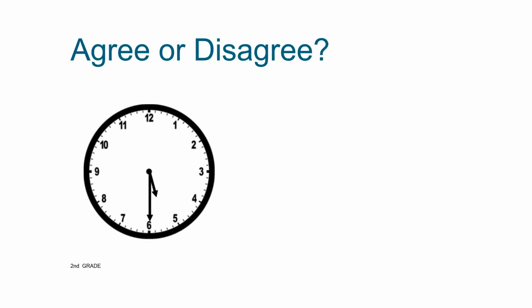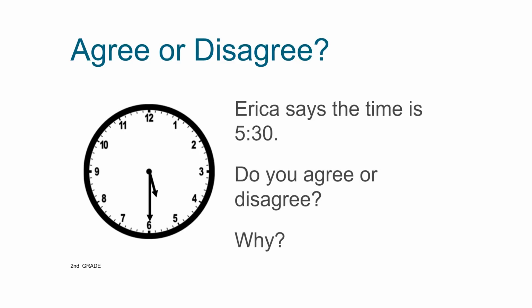Read the time on the clock. Erica says the time is 5:30. Do you agree or disagree? And why? I'll give you time to think and talk aloud. You should agree. The hour hand is pointing between the 5 and the 6. So it is past 5 o'clock, but we have not yet gotten to 6 o'clock. And the minute hand counts by 5s and stops at 30 minutes. So the time is 5:30.